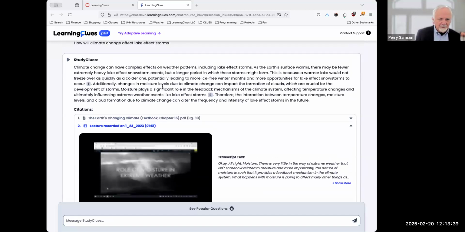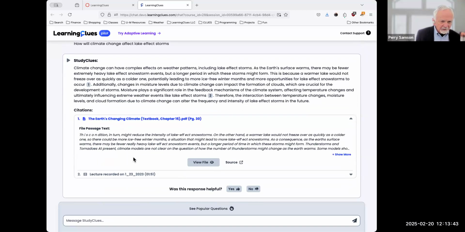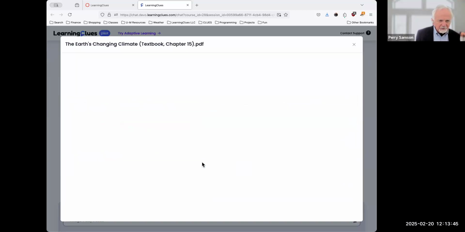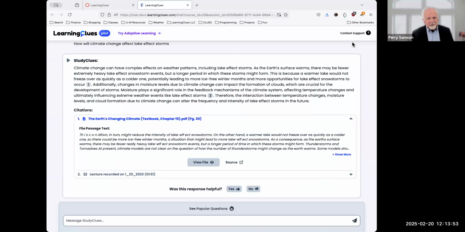So you can see how a student then can very quickly get to the information they want. And likewise, up here, the first citation takes me to a spot, in this case my textbook, and it takes me to the page in my textbook where that was being discussed. So this makes student study time more efficient because they don't have to look through the entire chapter. They don't have to look through the entire video from class. They can go right to the parts that they want.